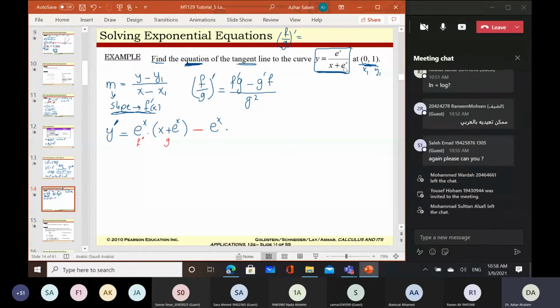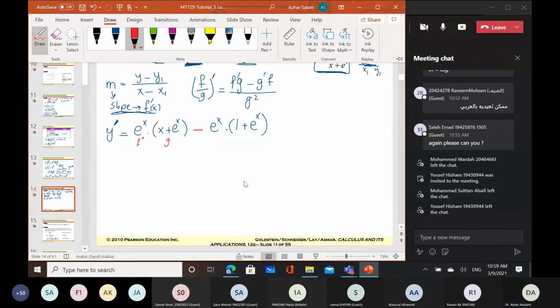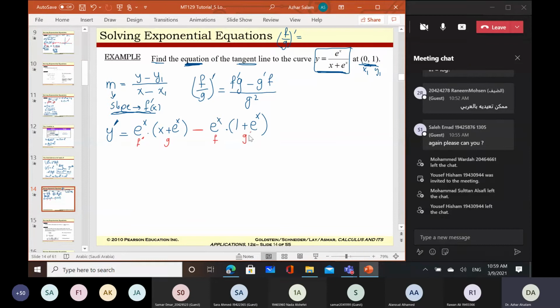The derivative of this equation is 1 plus, the derivative of x is 1, plus the derivative of e to the power x, which is the same function e to the power x. So this is f and this is g dash, which is this formula, f multiplied by g dash. It doesn't make any difference when I write g dash f or f g dash, it's the same, divided by g square, which is the same denominator, x plus e to the power x all square.